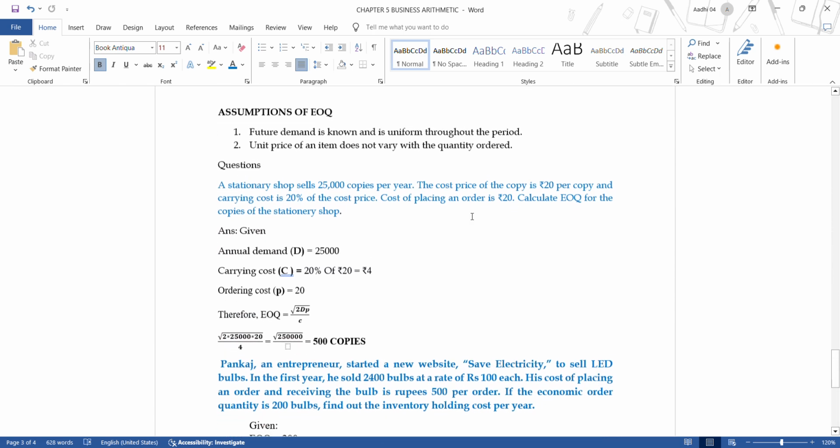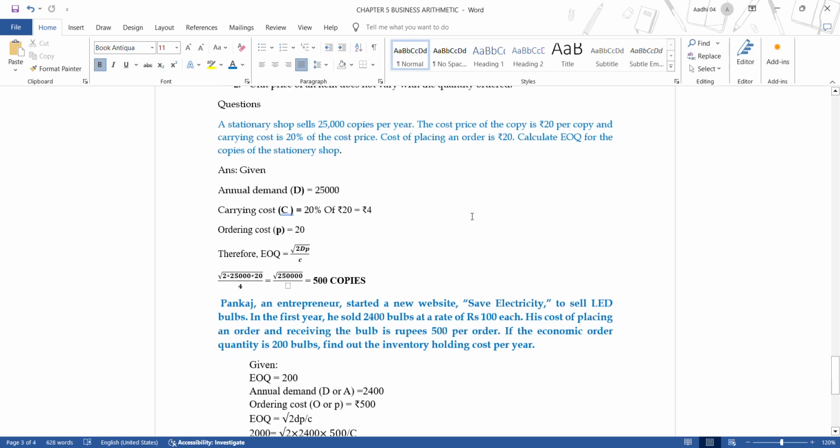Now moving on to the arithmetic part of EOQ, the first question here is, a stationery shop sells 25,000 copies per year. The cost price of the copy is rupees 20 per copy and carrying cost is 20% of the cost price. The cost of placing an order is rupees 20. Calculate EOQ for the copies of the stationery shop. Now according to this question, you can see that there are 25,000 copies sold in a year. So that is your annual demand, means D. Okay, annual demand here is D.